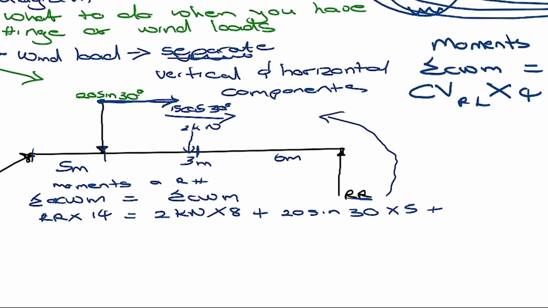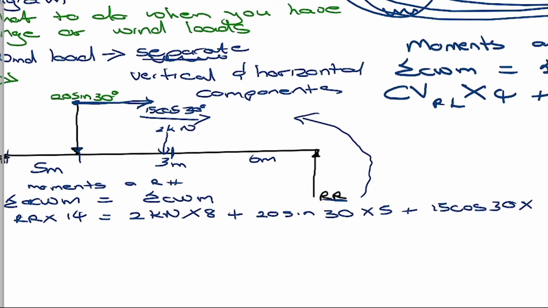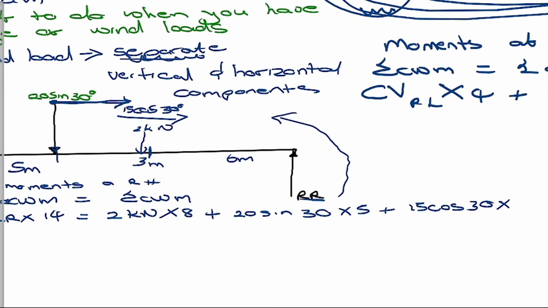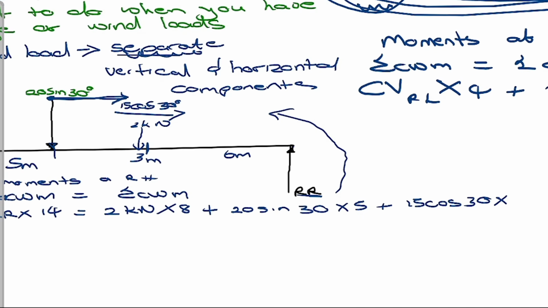So what happens now is that you're going to write it, you're going to say 15 cos 30, right? 15 cos 30 times, what are we multiplying by? We need the distance. So this is the important thing. You don't multiply by the distance of the horizontal part. You see this part here, you don't use that distance. You use the height, right? You just use the height.